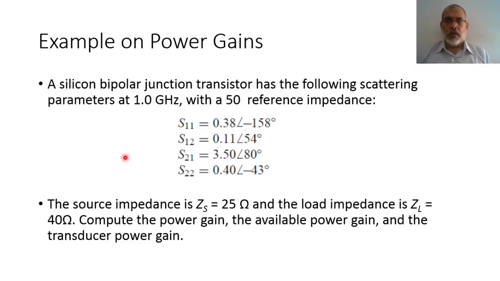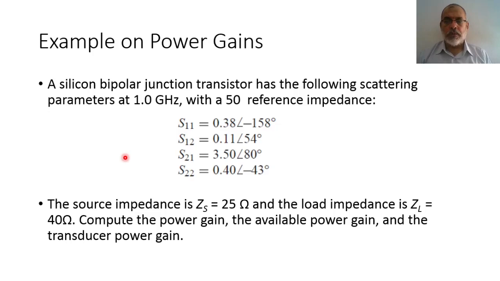Welcome everyone. In the previous two videos, we have discussed the different definitions for the power gain of a simple microwave amplifier. We said that we have three definitions: power gain, available power gain, and the transducer gain. And we have seen how to obtain these different gains in terms of the S parameters of the two port network, which represent the transistor.